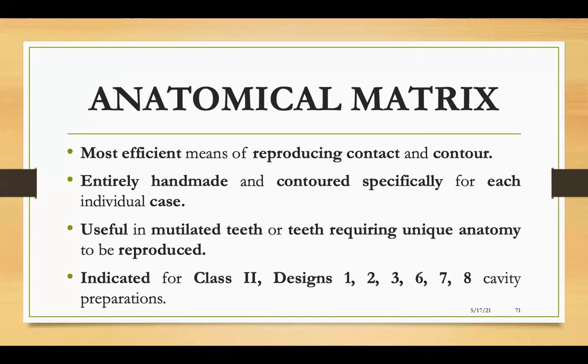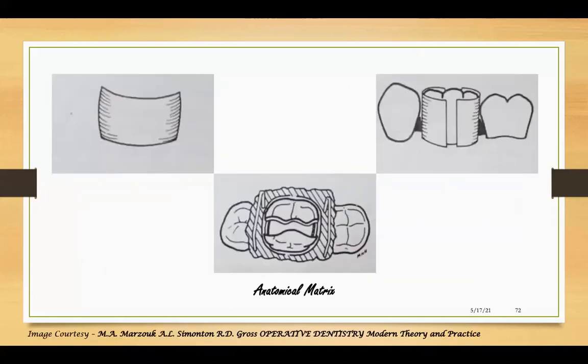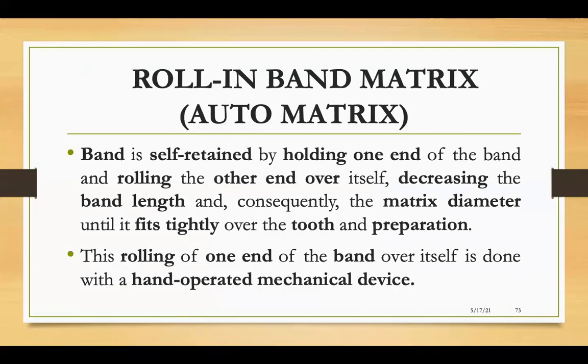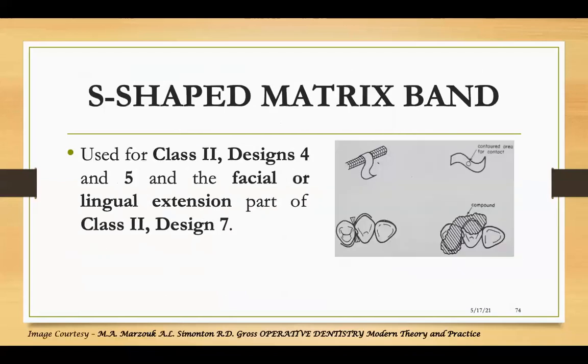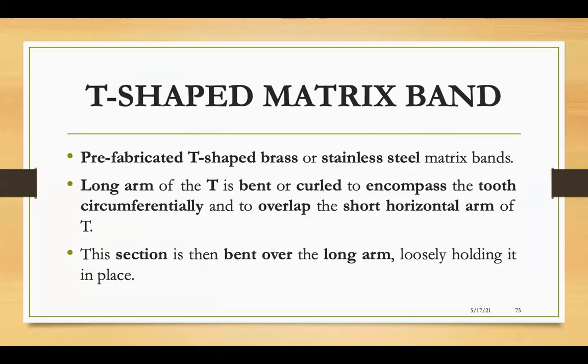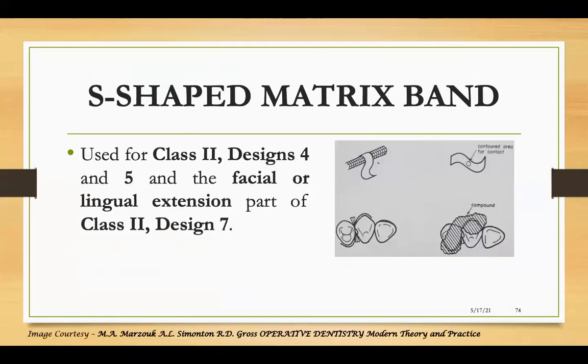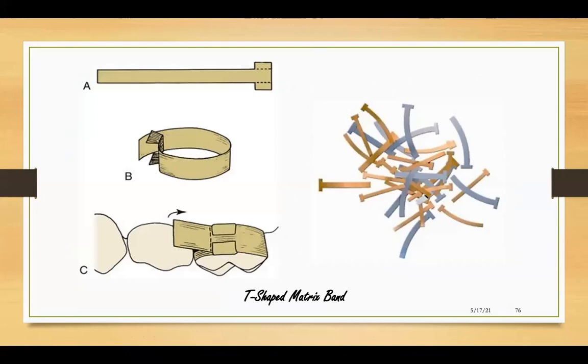Anatomical matrix methods, in which you place a band like this and then you adapt it with your impression compound, and this becomes your entire cavity. Roll-in band matrix, Automatrix. Now these are S-shaped matrices. These are old methods. Just remember the names and you can come back to the video and draw the diagrams. Remember the diagrams. T-shaped matrix bands, right? You have to lock it like this after placing, encircling the entire tooth.